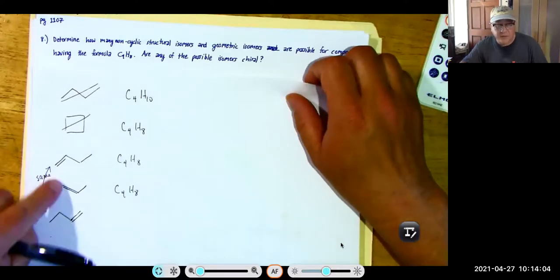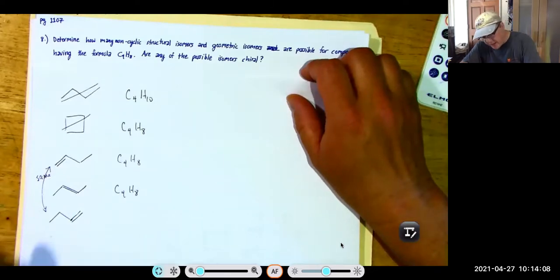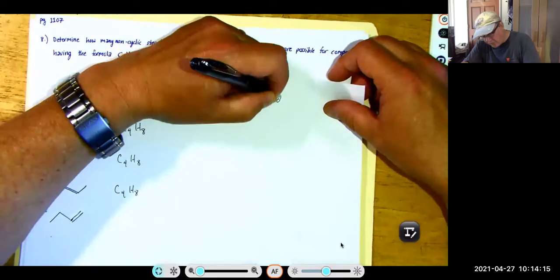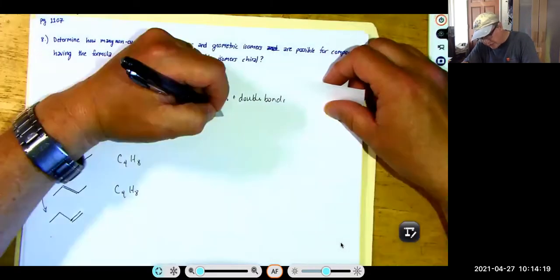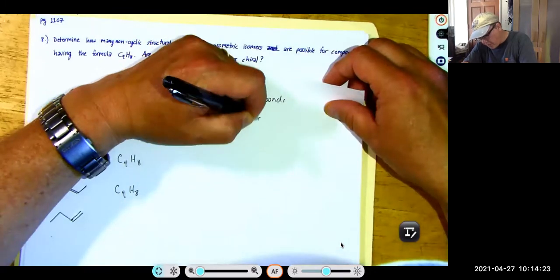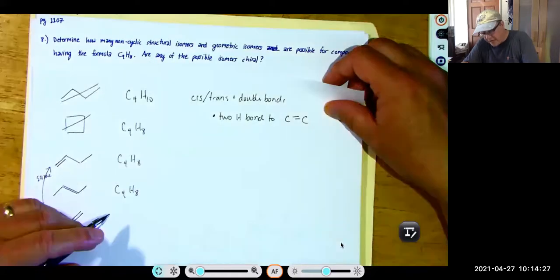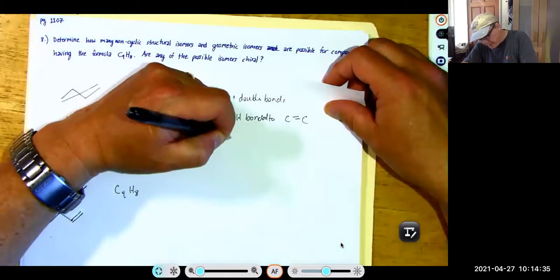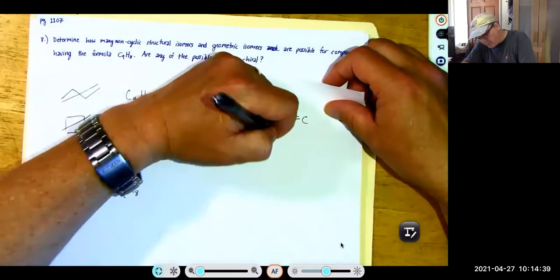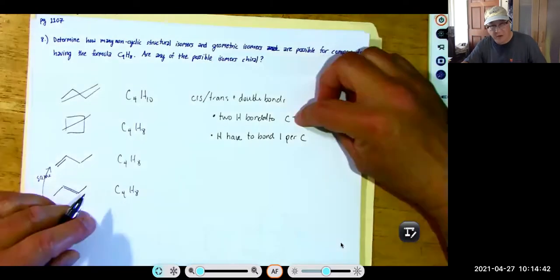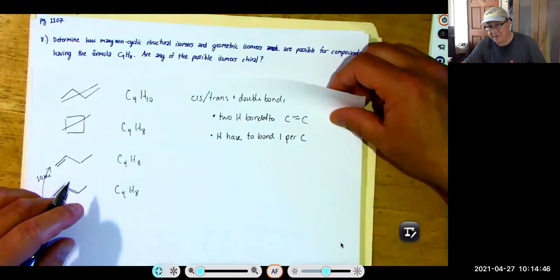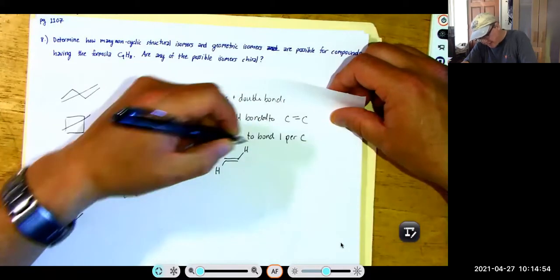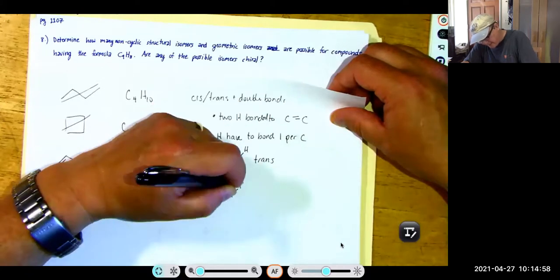But whenever you have a double bond, you have to worry about cis-trans. So for cis-trans and double bonds, you are required the following: 2 hydrogens bonded to the carbon-carbon double bond. Not 3, not 4, 2. The hydrogens have to be bonded 1 per carbon. So 1 to the carbon on the left, 1 to the carbon on the right. Not both on the same carbon. And if you have that, if the hydrogens are opposite, it's trans. And if the hydrogens are on the same side, it's cis.